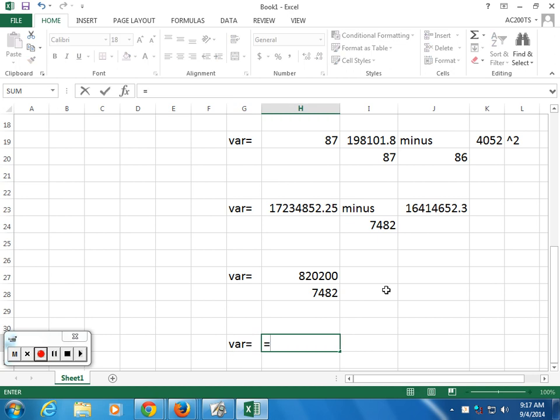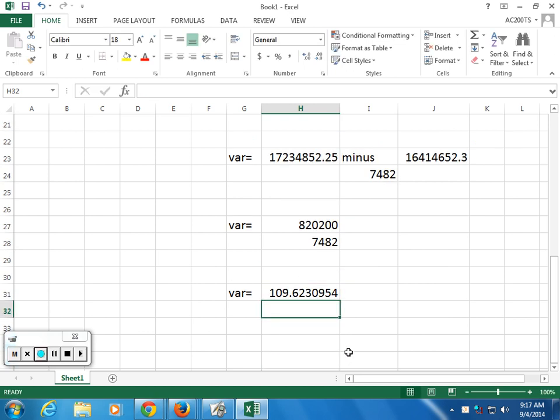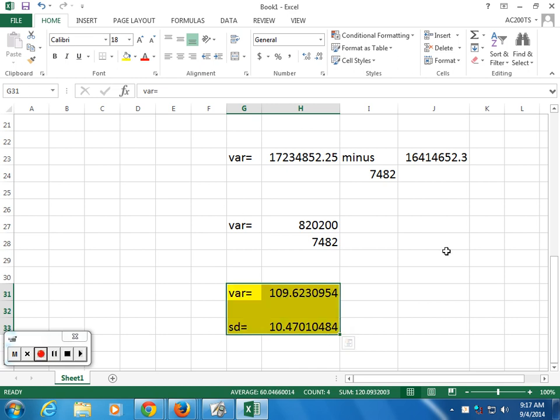Okay, what do y'all get? I get 109.62, and that is your variance. Take the square root. Standard deviation is going to be equal to this number raised to the 0.5 power, and I get 10.5. Is that what y'all got? Yes, no, maybe? Good. Try it.